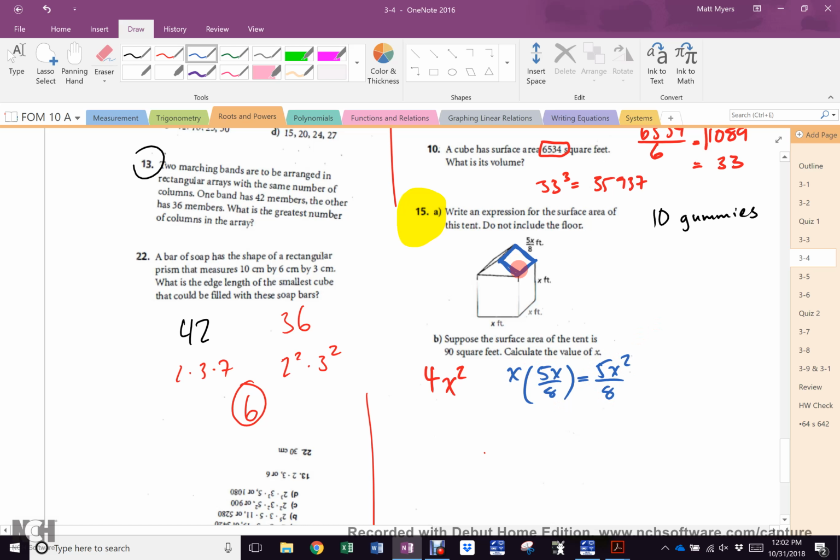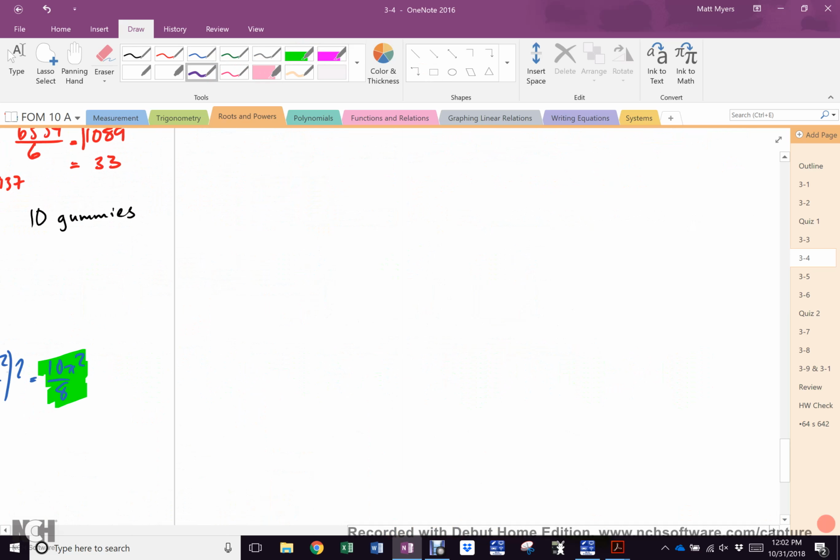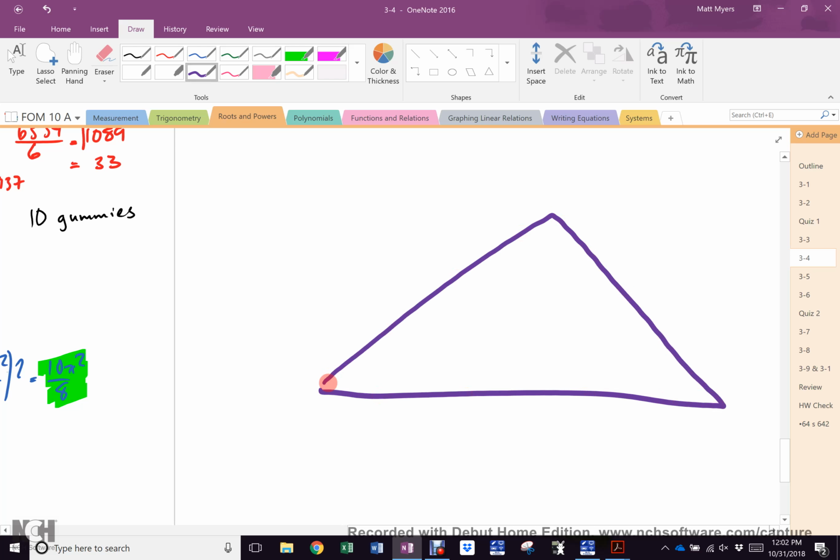How many of those roof pieces are there? Times 2, so that would be 10x squared over 8, correct? Everybody agree? So 4x squared and 10x squared, right? So the only thing that's left is this triangle, right? I'm going to make that a little bigger so we can work with it, because this one is tricky. This is x, correct? This is 5x over 8, correct?